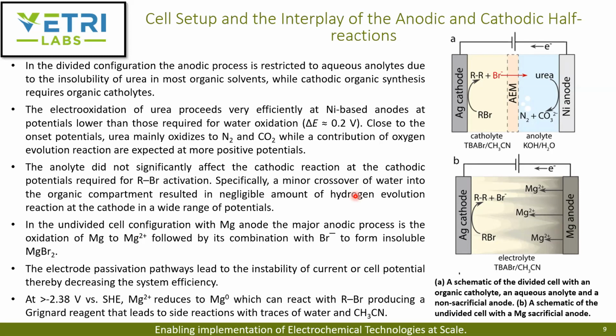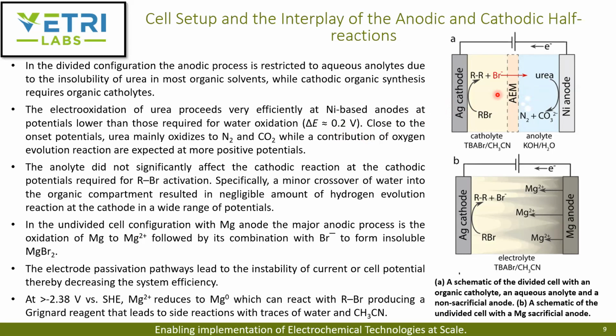In the divided configuration, the anodic process is restricted to aqueous anolytes because of the insolubility of urea in most organic solvents, while the cathodic side requires organic catholytes. The electrooxidation of urea proceeds at the nickel-based anodes close to the water oxidation, with a difference of about 0.2 volts. Closer to the onset, urea mainly oxidizes to nitrogen and carbon dioxide, while you can see a contribution of oxygen evolution at more positive potentials.